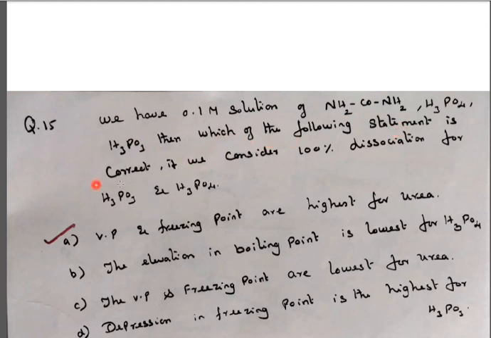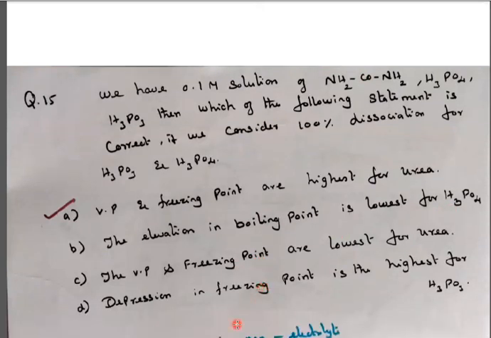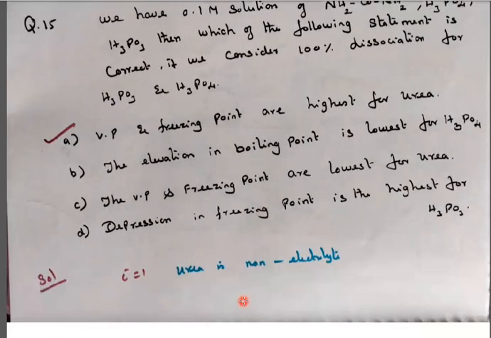Which of the following statements is correct? If we consider 100% dissociation for phosphorous acid and phosphoric acid, H3PO3 and H3PO4: the vapor pressure and freezing point are highest for urea. The elevation of boiling point is lowest for phosphoric acid. The vapor pressure and freezing point are lowest for urea. Depression in freezing point is highest for phosphorous acid.